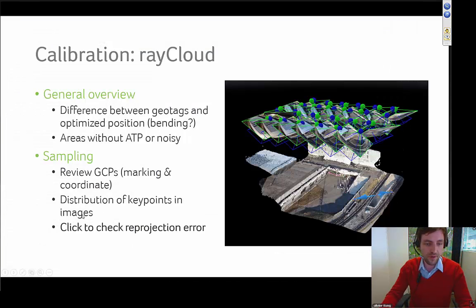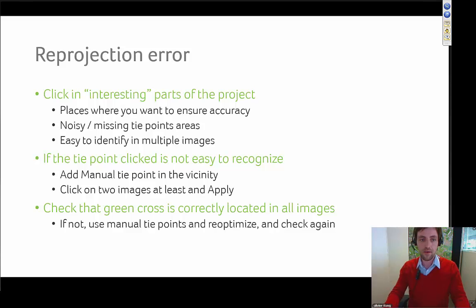So this was for the distribution of key points in the images. And then, maybe actually one of the most important things to check is to click a few points to check the reprojection error. I'm going to talk now a bit more in detail about how to do that. This is a bit the recipe, and this is what we do in every project where we need to assess the quality of the results.